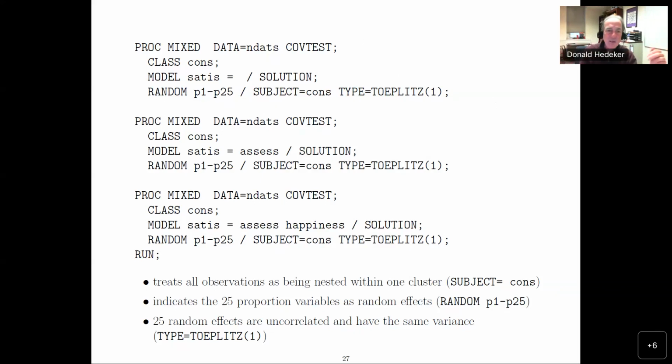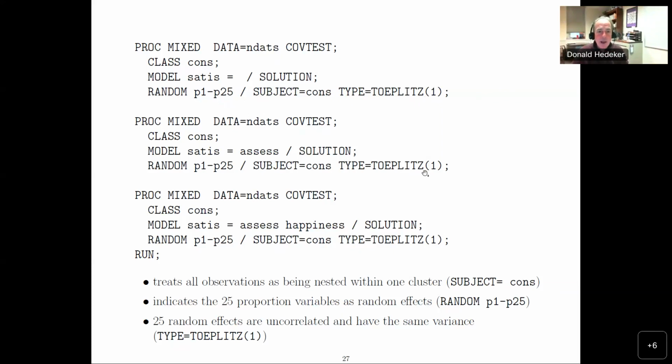The cluster variance. However, the P1 to P25 indicates how much time each patient spent with each of the 25 nurses. Okay, so this is how to do the null model for a multi-membership model. Again, the critical thing here is to have those weights. Okay? And then you just indicate that all the patients are clustered within the one data set, and type equals Toeplitz 1 is the structure we want.